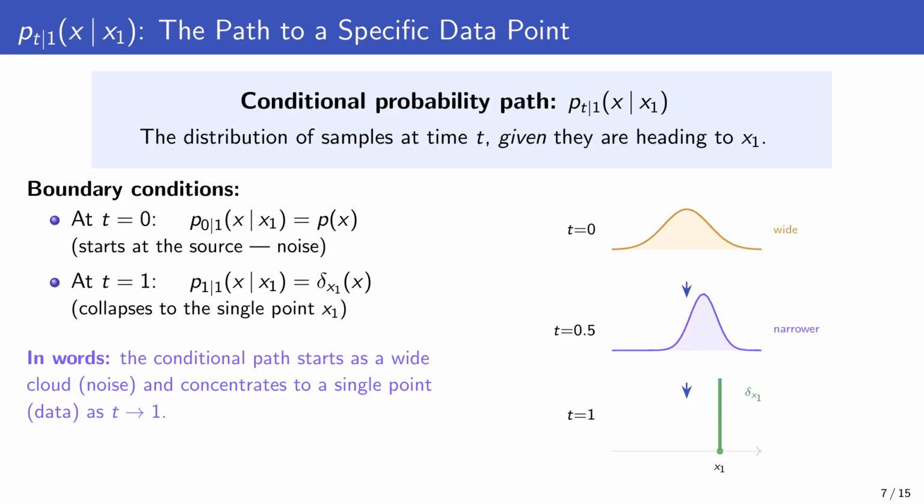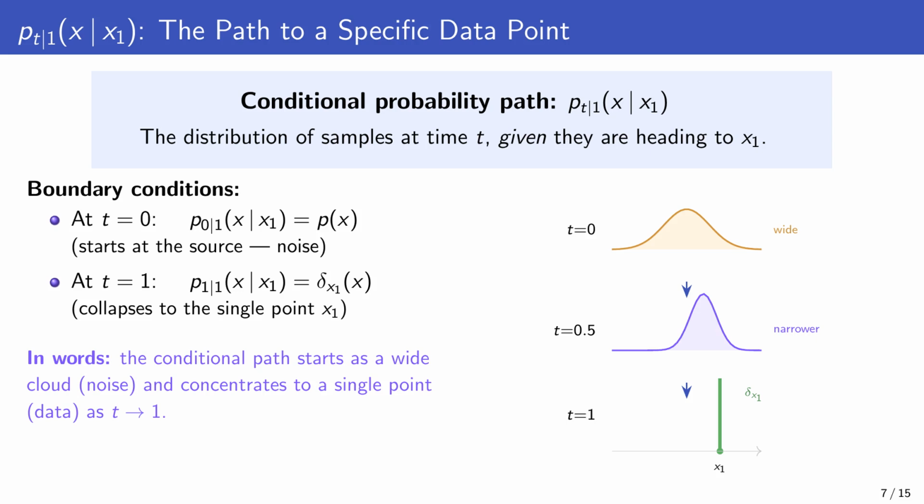Let us now give this conditional path a precise definition. We write pt given x1 for the conditional probability path. This is the distribution of sample positions at time t, given that they are all heading toward the data point x1. The boundary conditions tell us what happens at the two endpoints. At t equals 0, the conditional path equals p of x, the source distribution. Every sample starts as noise regardless of which data point it is heading toward. This makes sense. At the very beginning, we have not started moving yet, so the distribution is just the noise distribution.